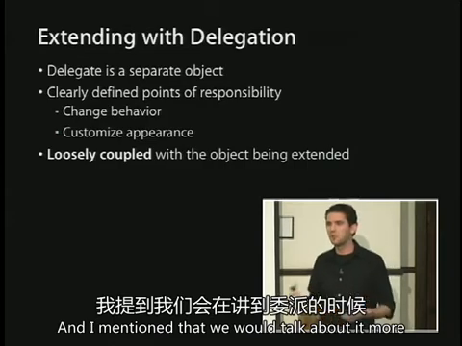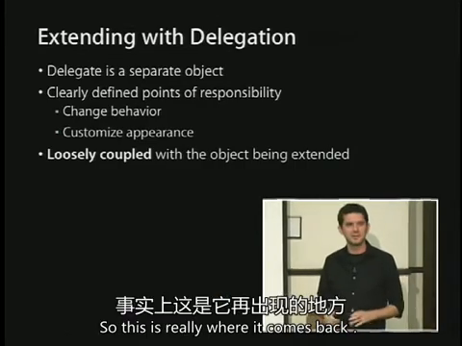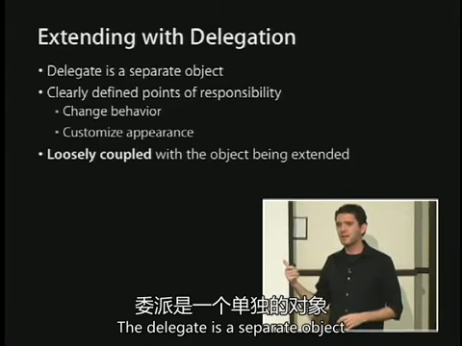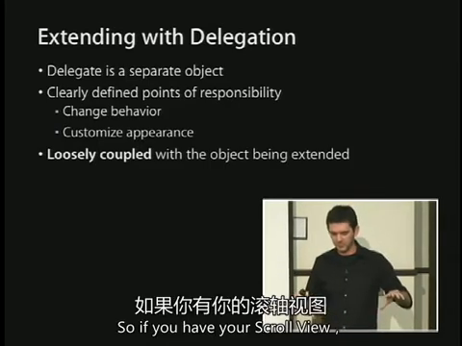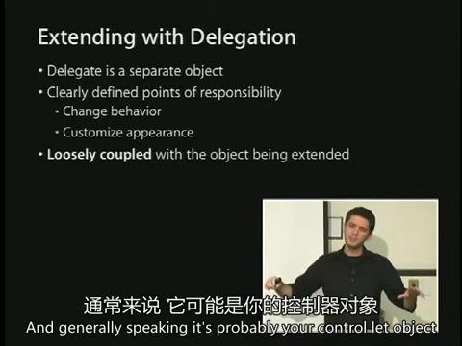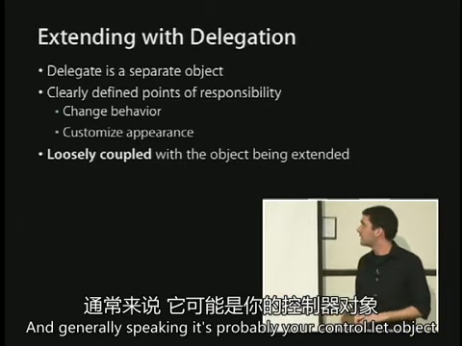And I mentioned that we would talk about it more when we got to delegation. So this is really where it comes back. The delegate is a separate object. So if you have your scroll view, the scroll view will have a delegate. And it's some other object. And generally speaking, it's probably your controller object.